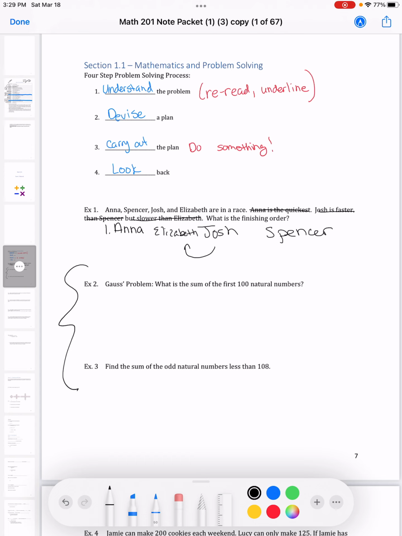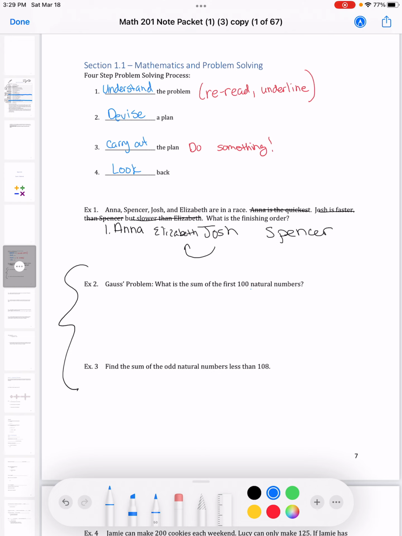Gauss was a mathematician that was pretty famous. He did lots of other things, but this is called Gauss's Sum because he really popularized this system used to add up numbers. So we want to know the sum of the first 100 natural numbers.